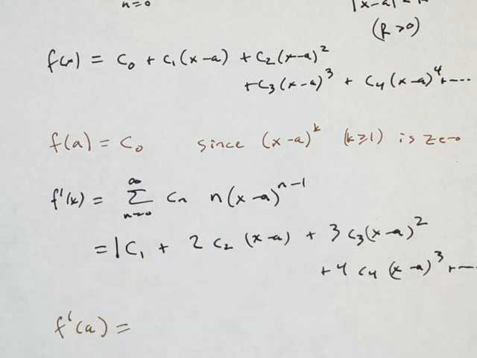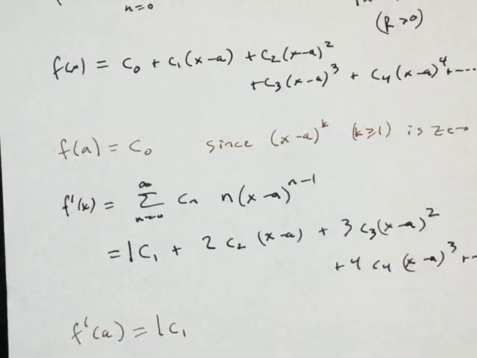Put in a. What happens? Right, because everything else becomes a 0. Now, wait a second. I now know, without actually knowing what the power series terms are, I can start to figure out the coefficients, C, looking at derivatives of f.